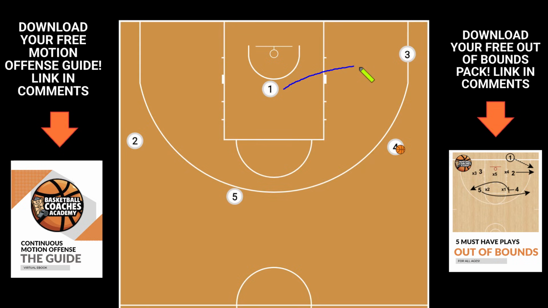But if we can't, it's not the end of the world, because number one is going to continue moving to set a screen here for number three. Number three then is coming off that screen. They're doing their flex cut. We're resetting the basketball as that happens, and then we're looking hard for number three under the rim.